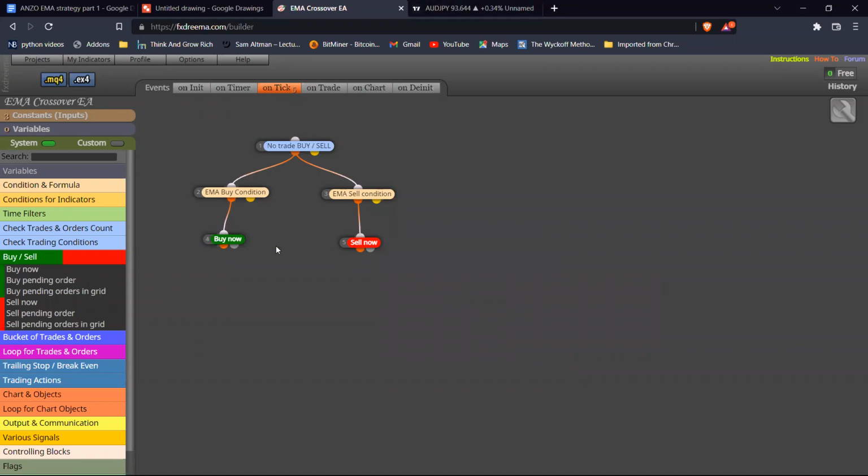Okay, so what we've done now is we've successfully created the simplest EA that we can possibly do. And what we'll do from here going forward is we'll try to optimize it until the result seems fair and better.